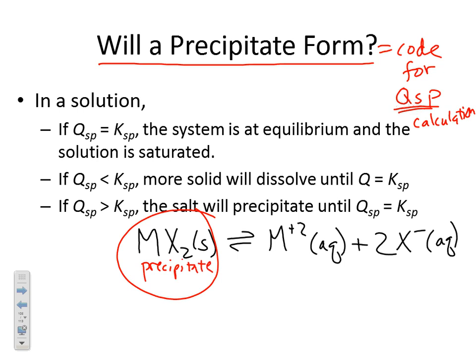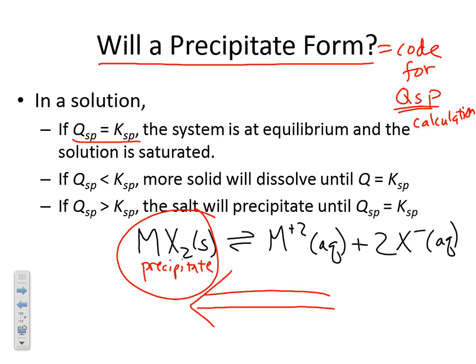If it's asking will the precipitate form, then the reaction has to shift to the left in order to form the precipitate, because the precipitate is on the left in this reaction. So what you're really looking for is a situation where you would get the shift to the left at equilibrium. If the reaction does shift left at equilibrium, then you know you're going to be forming a precipitate. And that's what these bullet points are saying.